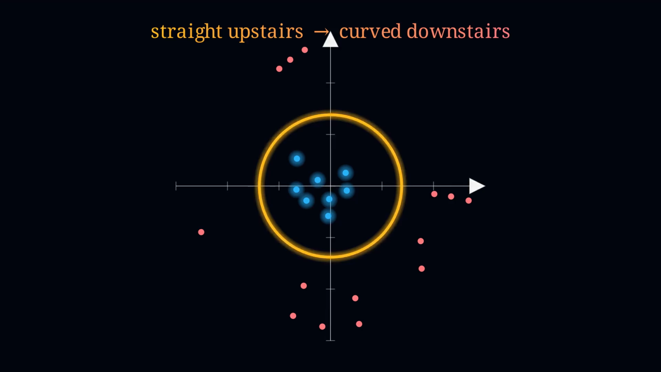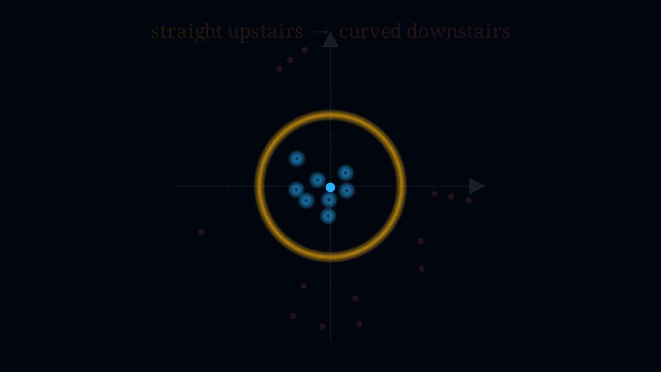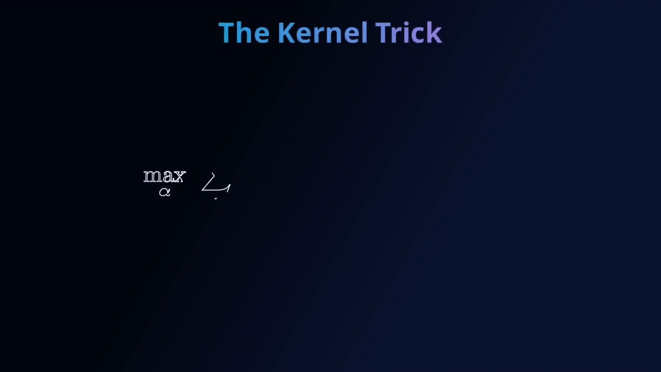But here's the catch that makes this more than a party trick. Lifting every point into a higher space sounds expensive, and for really rich transformations the new space might have hundreds, thousands, even infinitely many dimensions. Computing all those new coordinates directly would be a nightmare. This is where the real magic word appears, the kernel trick.